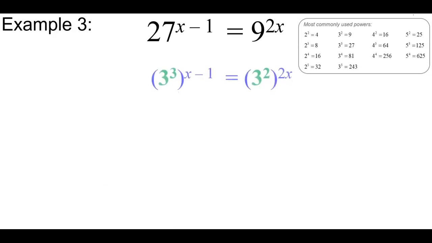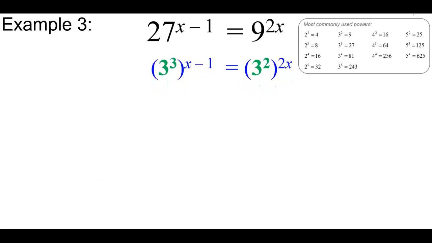Now look, here's what we're doing. 27 is 3 to the third power, so kind of replace that with a parentheses 3 to the third power. And then 9 is 3 squared, so replace that with a parentheses 3 squared. We will. But let's answer the question. Are the bases the same? Now, yes, but the exponents are kind of weird. What do you think we're going to do with this 3 and this x minus 1?